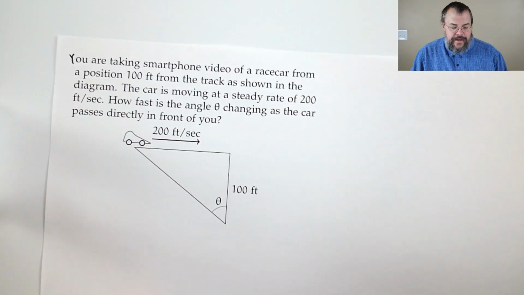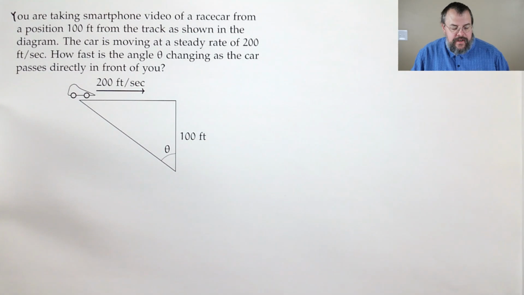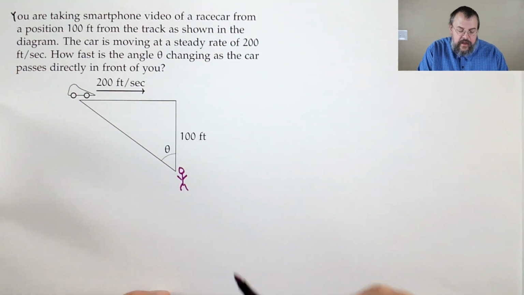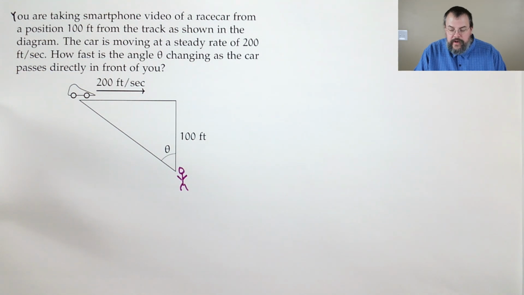All right. Our next problem. You are taking smartphone video of a race car from a position 100 feet from the track as shown in the diagram. So to be clear, this is where we're at in the diagram. So here is us taking our little smartphone video camera because we don't like to experience the event. We like to record it so that we can never watch it again.